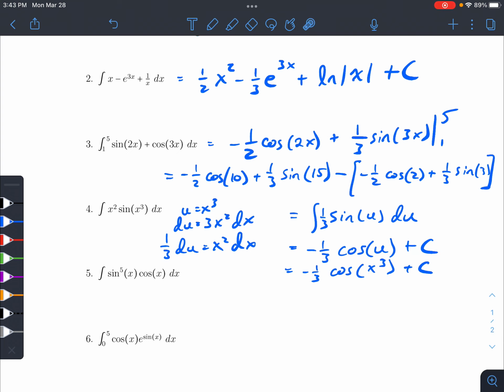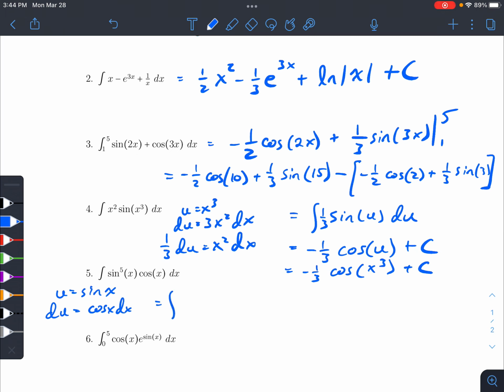All right, next problem, sine to the 5th x times cosine x. Here, again, you want to think, is there a u sub that I can do here? And here, a u equals sine of x is going to work great. So du will be cosine of x dx, and that just very nicely shows up over here in this problem.